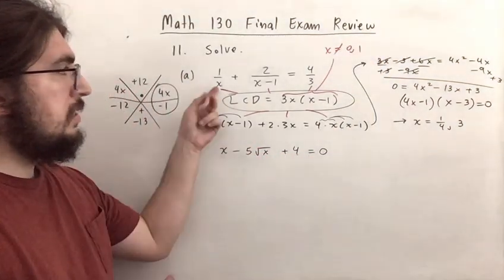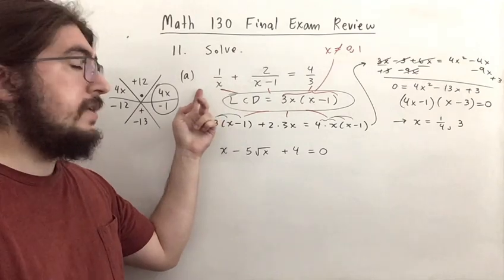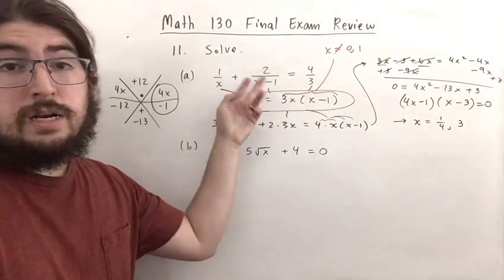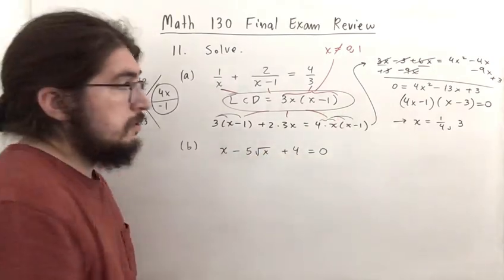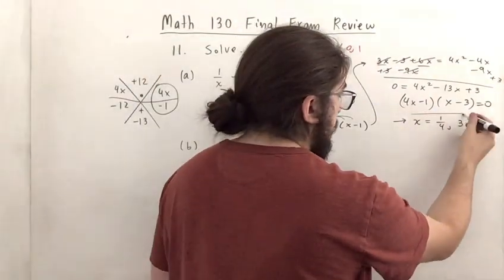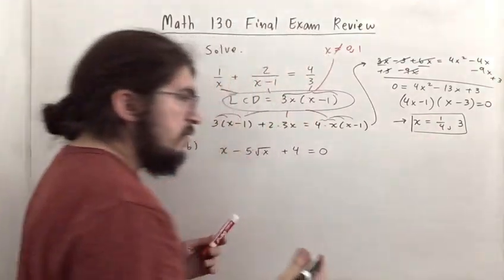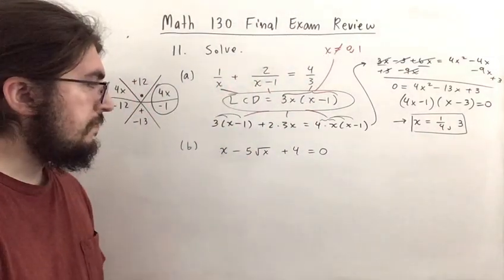If x is 0, zero denominator there. If x is 1, zero denominator there. But notice we didn't get either of those, so these aren't extraneous solutions. So these are indeed our solutions. And again, you can check that if you want, but that definitely works.